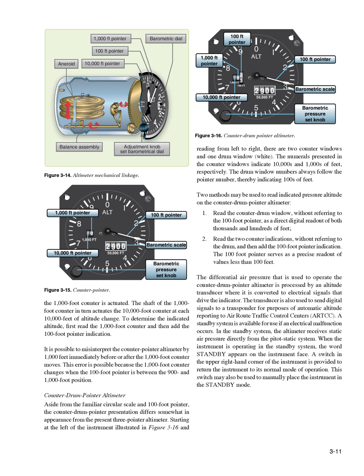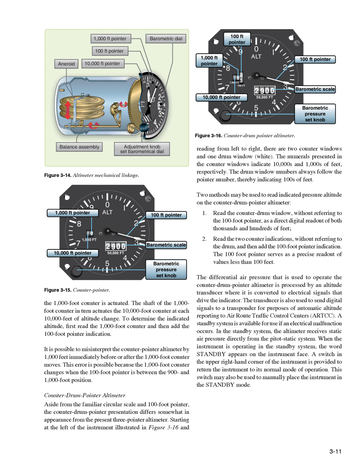2 methods may be used to read indicated pressure altitude on the counter drum pointer altimeter. 1. Read the counter drum window, without referring to the 100 foot pointer, as a direct digital readout of both thousands and hundreds of feet. 2. Read the 2 counter indications, without referring to the drum, and then add the 100 foot pointer indication. The 100 foot pointer serves as a precise readout of values less than 100 feet.